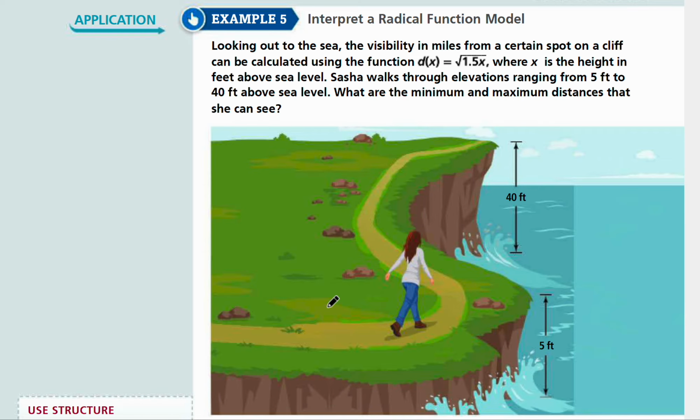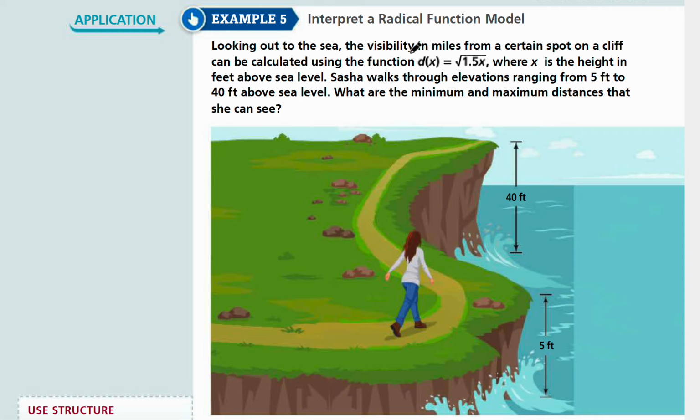Looking out into the sea, the visibility in miles from a certain spot on a cliff can be calculated using the function d of x is equal to root 1.5x, where x is the height in feet above sea level. Sasha walks through elevations ranging from 5 feet to 40 feet above sea level. What are the minimum and maximum distances that she can see?